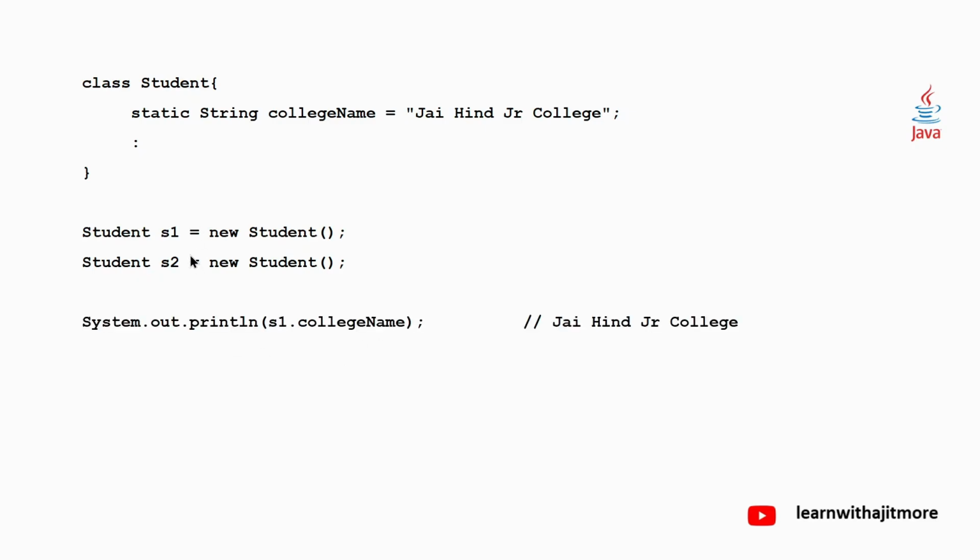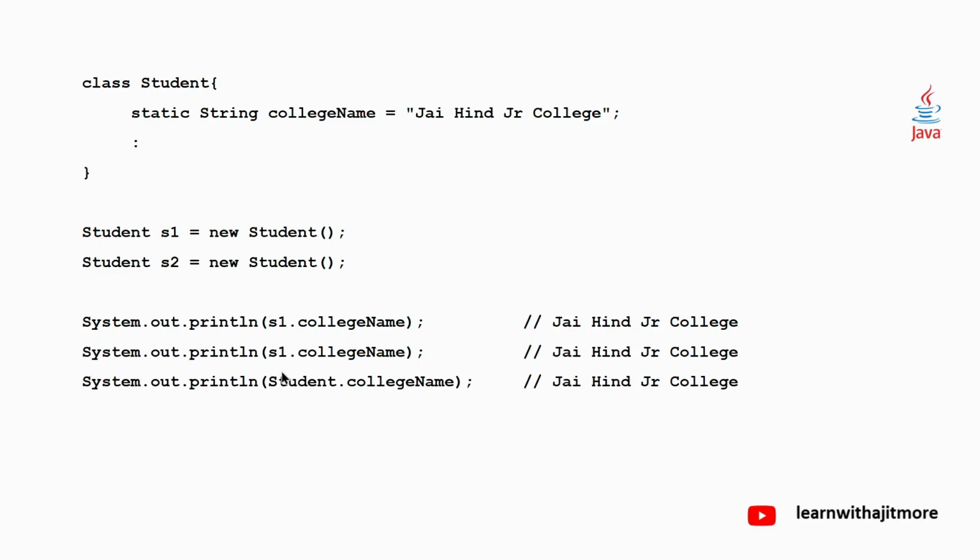Okay, see here. I created two objects. If I access through an object also, it will print the same thing. Actually I was supposed to write S2, and through the class name also. As I copy pasted, I forgot to write S2 over here. So if I'm accessing college name via an object or through the class name, they all are accessing the single copy only, and all three will print the same thing.